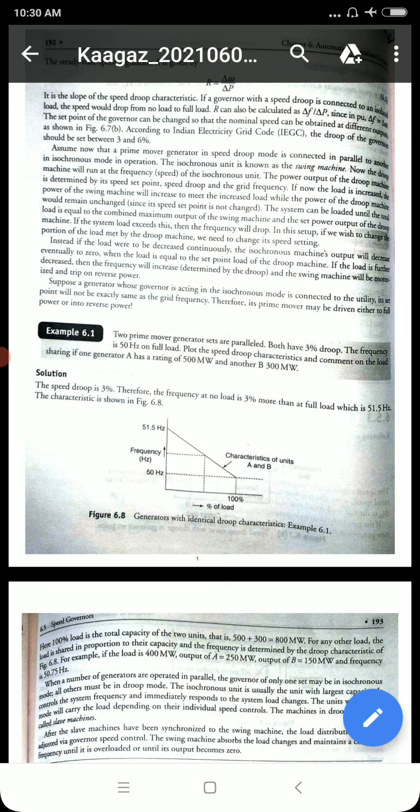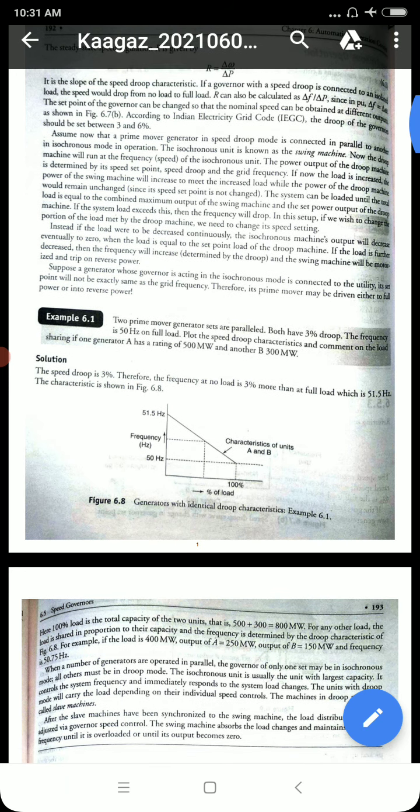You can see here at no load, at zero, in this figure, it is very clear. At 0% of load, the frequency is how much? 51.5. When it comes to 50 hertz, it is giving you 100% of the load. So here 100% load is the total capacity of the two units, that is 500 and 300, total 800 megawatt. For any other load, the load is shared proportional to the capacity, and the frequency is determined by the droop characteristics of this figure shown.